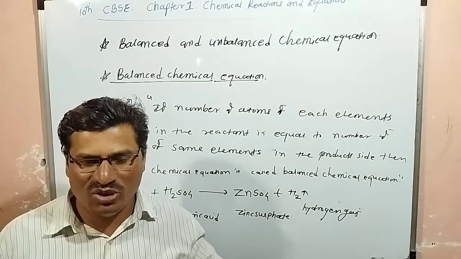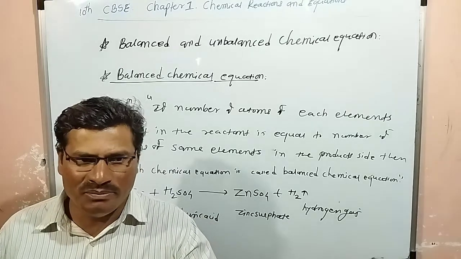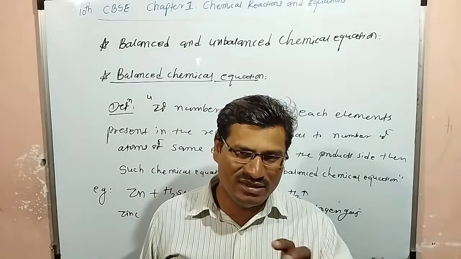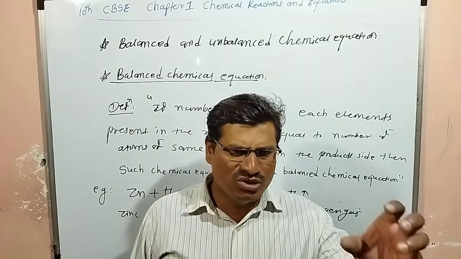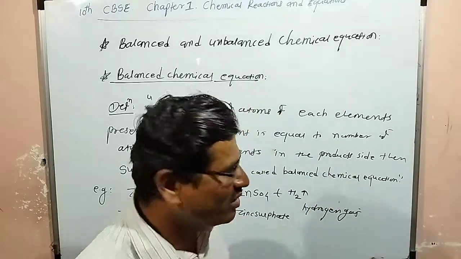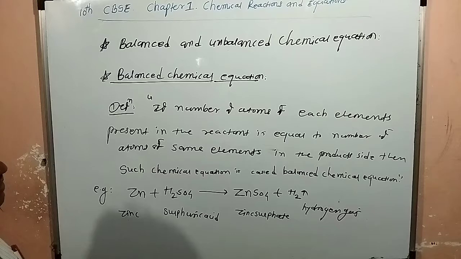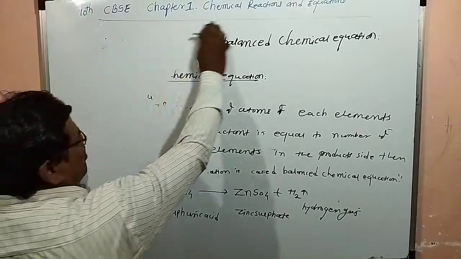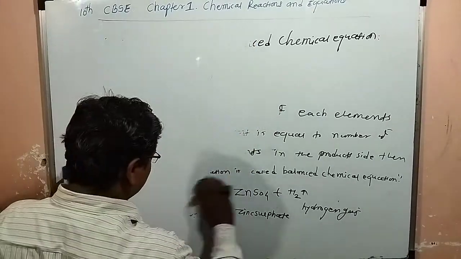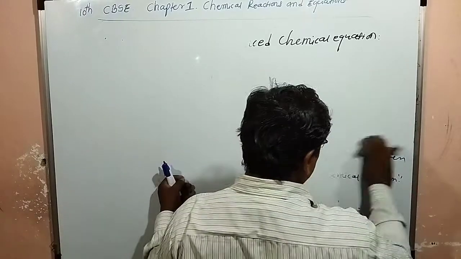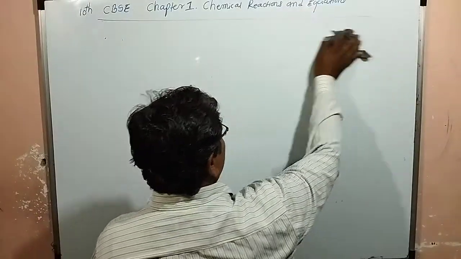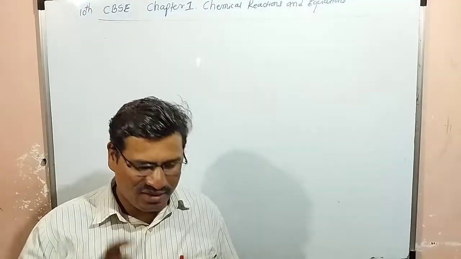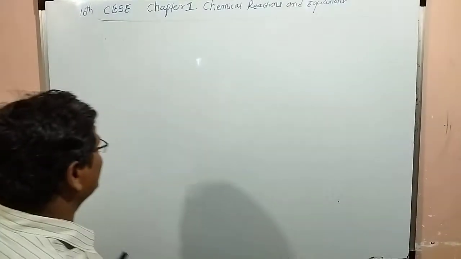Previously we studied the unbalanced chemical equation. Now we are going to take some examples, and with their help you will understand how to balance the chemical equation. So we will study the steps to balance the chemical equation. The next point is balancing a chemical equation. It is a trial and error method. You have to try again and again, then you will reach the final conclusion.